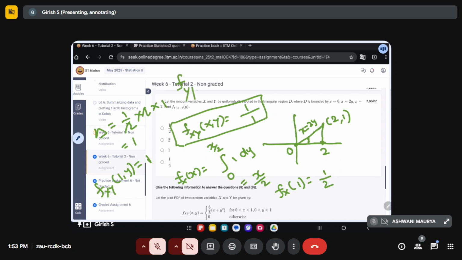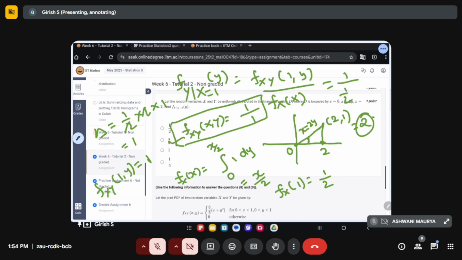So I'll get fy given x is equal to 1 of y. This is basically fxy of 1 comma y divided by fx of x. So fx of y we have it here, and this value is 1 by 2. This value is going to become 2. The 2 is your answer. Is this question clear? Any doubts here? No, sir. Okay.